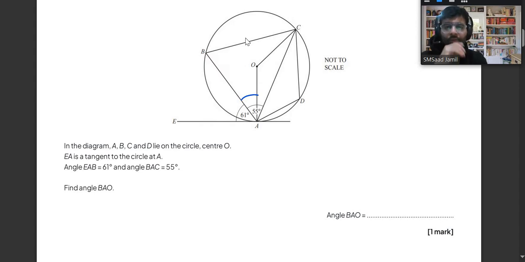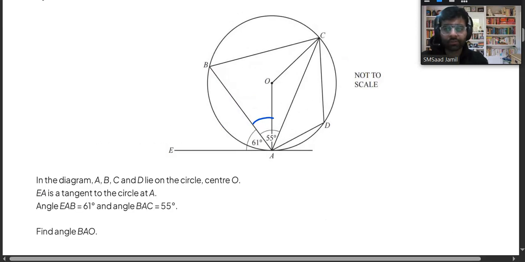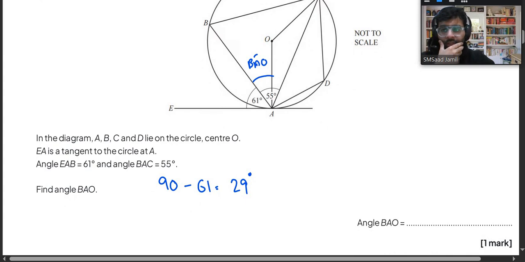Now look guys, whenever you have a question like this, whenever you have a tangent, remember this whole thing is 90 degrees. So if you want to find angle BAO, this will be 90 and we will subtract from it 61. Once we subtract 61, we get 29 degrees. So the answer for the first question is 29 degrees.